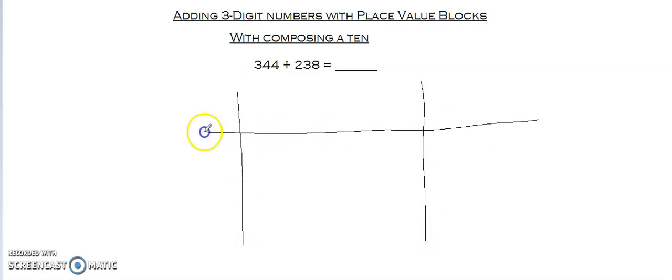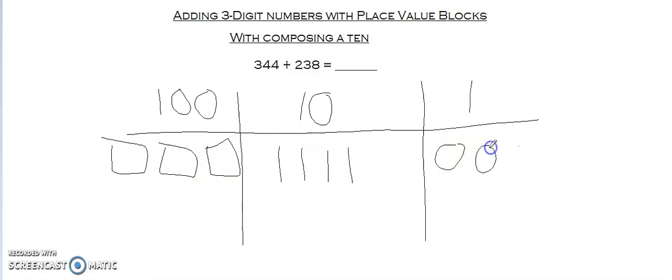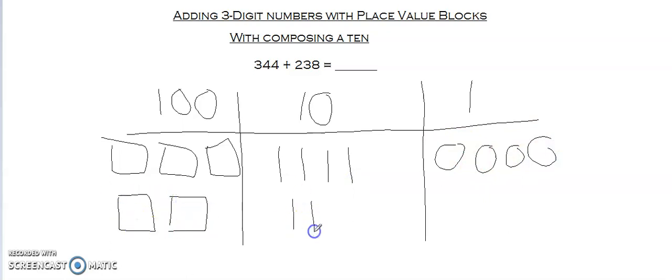Next example is when you need to compose a 10 or regroup. So I'm going to start with my model. Keep those hundreds, tens, and ones organized. So 344 has 3 hundreds, 4 tens, and 4 ones. 238 has 2 hundreds, 3 tens, and 8 ones.